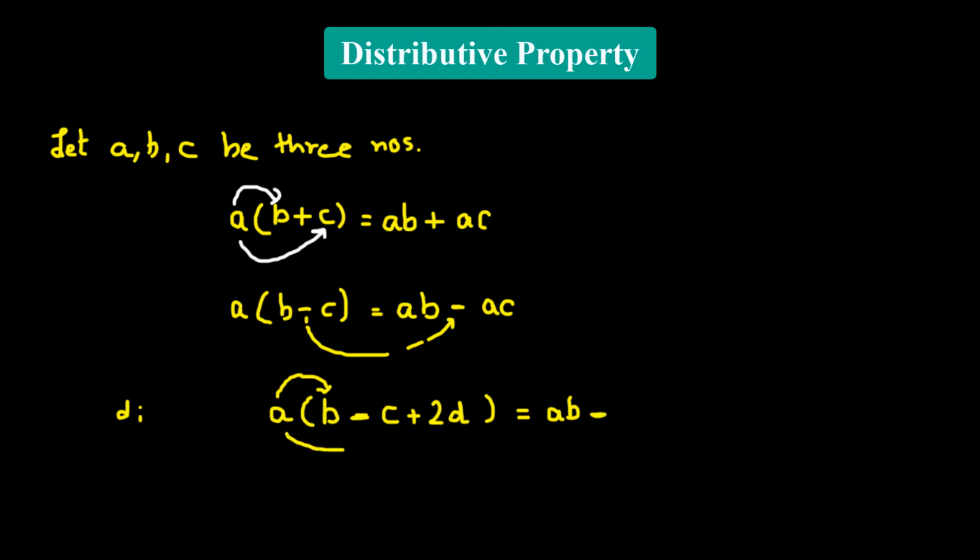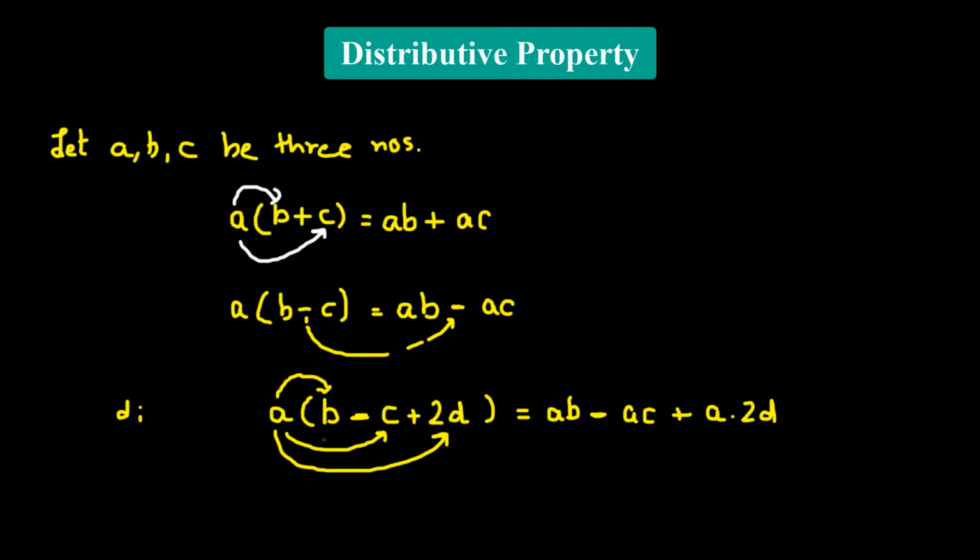Now A will be distributed to C, so we'll have A times C. And finally the positive sign comes, we have A distributed to 2D, so we have A times 2D. So that gives us AB minus AC plus A times 2D. So this is how we can use the distributive property to manipulate a given algebraic expression. It can also be used to manipulate arithmetic expressions.